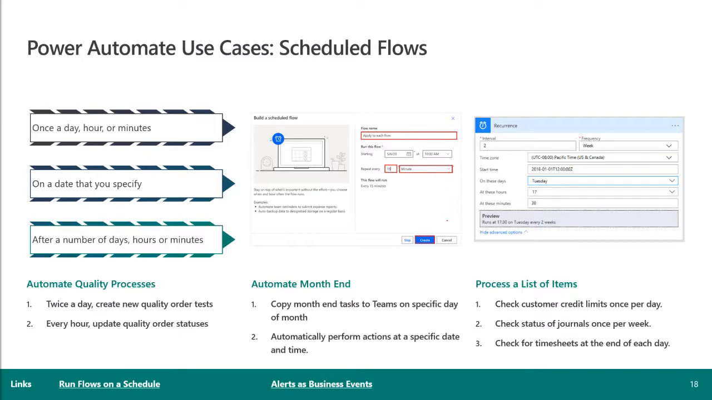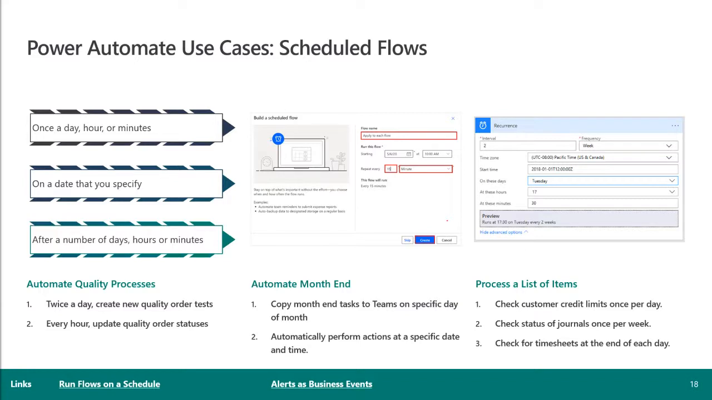Some other examples are automate month-end processes. It's not uncommon that finance teams will have very repetitive tasks that happen during month-end. So one example is to copy all of your month-end checklist items from the financial period close workspace out to a team site or to a planner on a specific day of the month. Or we might want to automatically perform an action. So I might want to run a particular report, or copy data or post journals on a specific date and time.